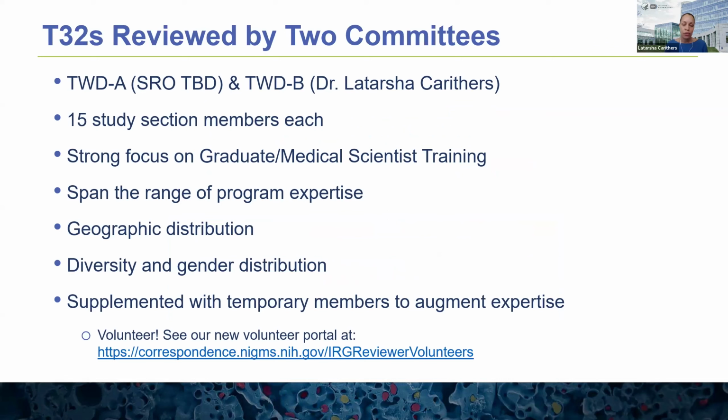There are two committees that will review MSTP applications, and they are TWD-A and TWD-B. I am the SRO, or the Scientific Review Officer, for TWD-B, and we are in the process of appointing a new SRO to TWD-A. The MSTPs are generally reviewed alongside the basic biomedical T32s. In terms of the two panels, the TWD-A and B, they both have 15 standing study section members each, and the members have a strong focus on graduate and medical sciences training, as well as the programmatic areas needed to cover the basic biomedical predoctoral T32.